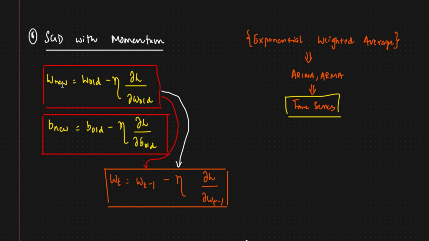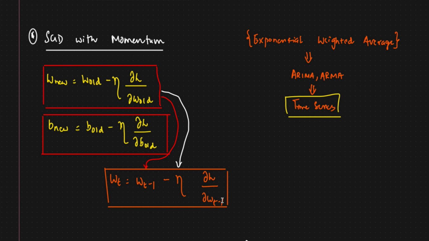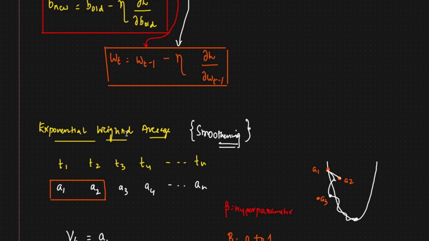W at time t is the current time, and W old means the previous one, that is time t minus 1, then learning rate times differentiation of loss by differentiation of W at t minus 1. This is the old one. We will use an exponential weighted average, like ARIMA in time series. We will use the exponential weighted average for smoothing, due to the noise issues in mini-batch SGD.